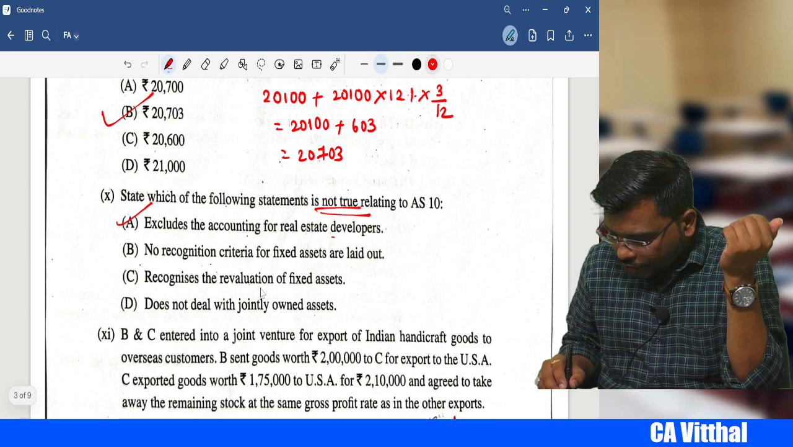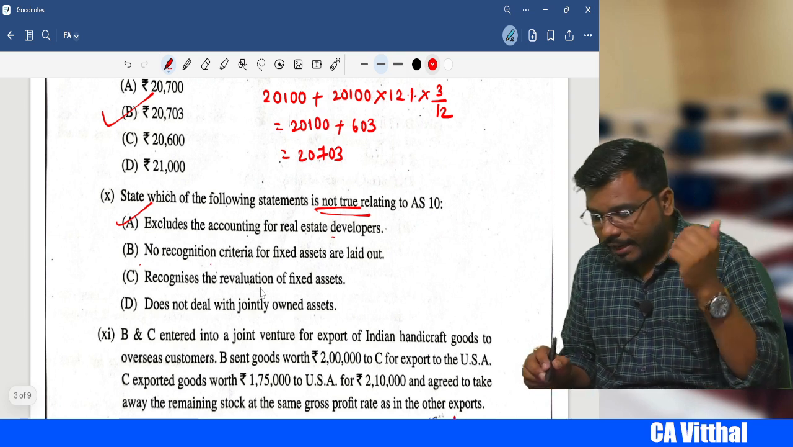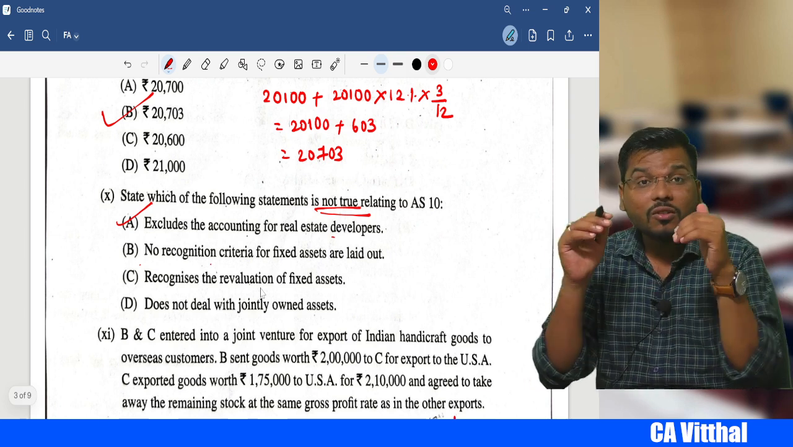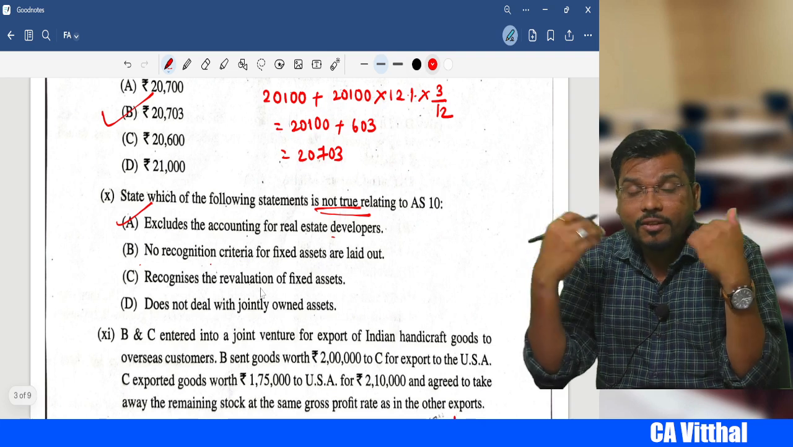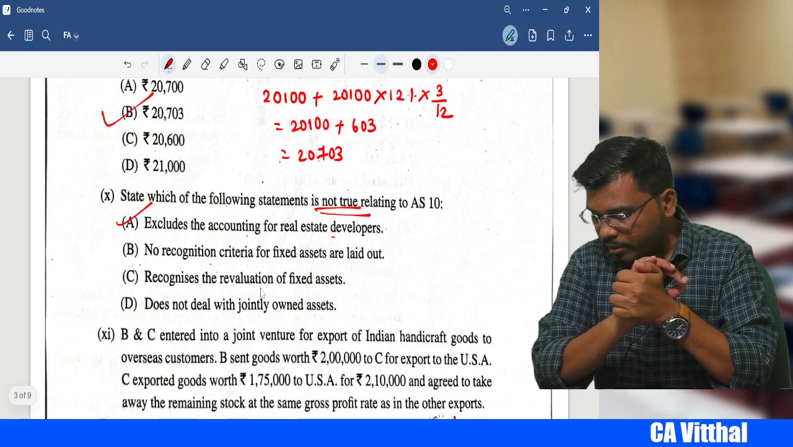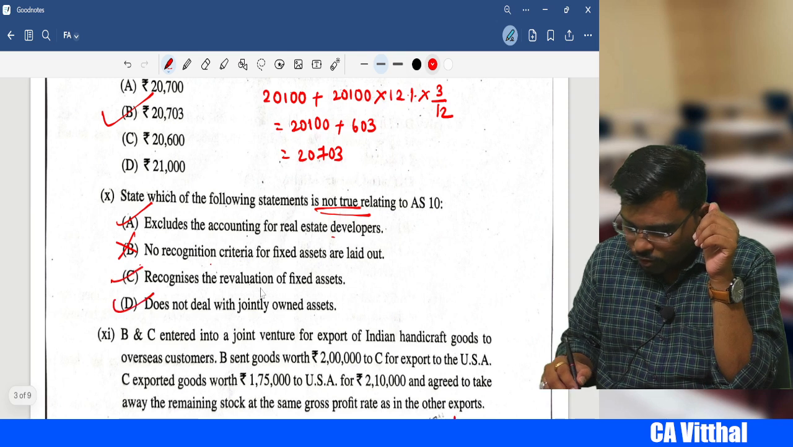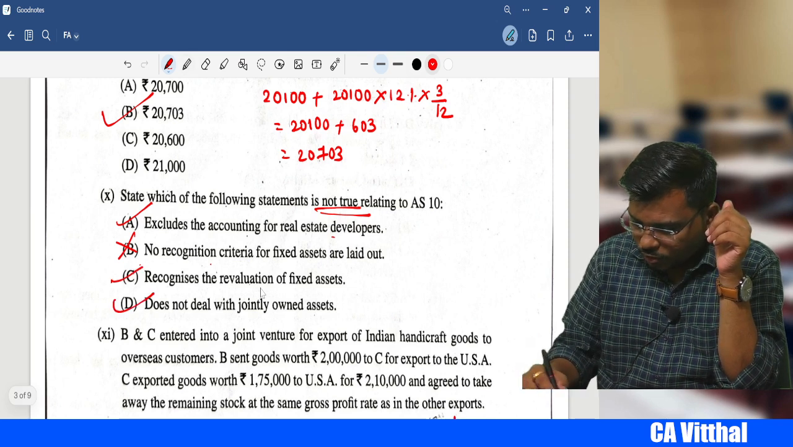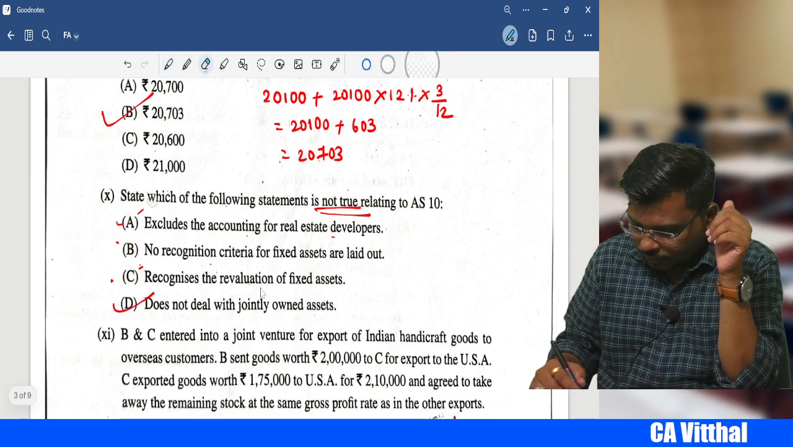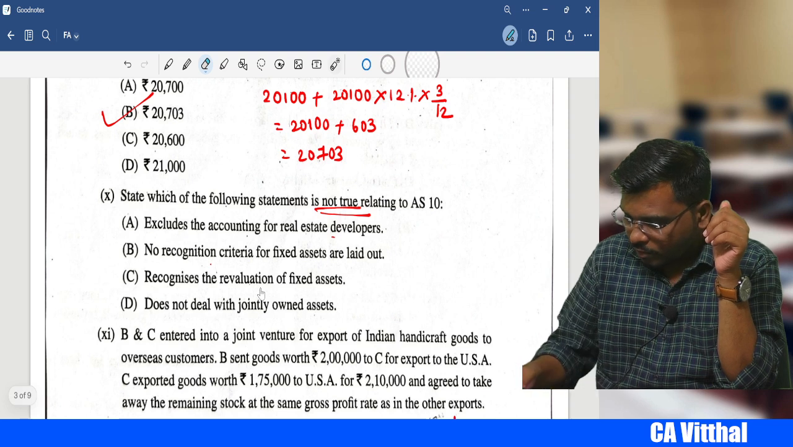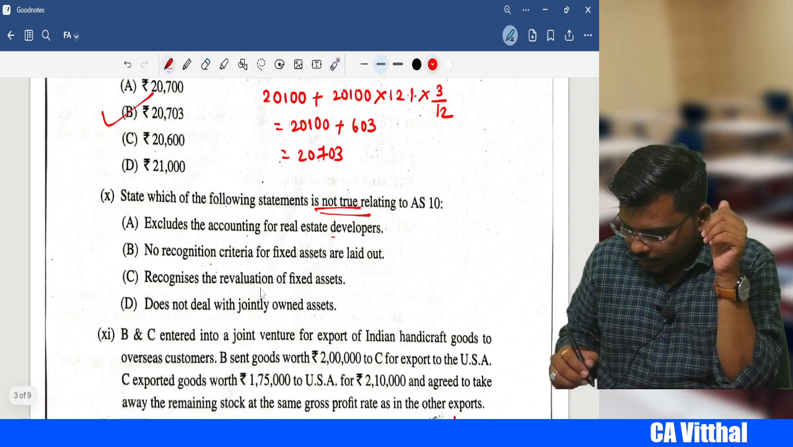Not recognition criteria for fixed assets are laid out. This is not. Yes, they have given the recognition criteria. So which is not true? This is not true. These all are true. So what is the correct answer, my dear student? The correct answer will be here, right? What is the correct answer? That is B.